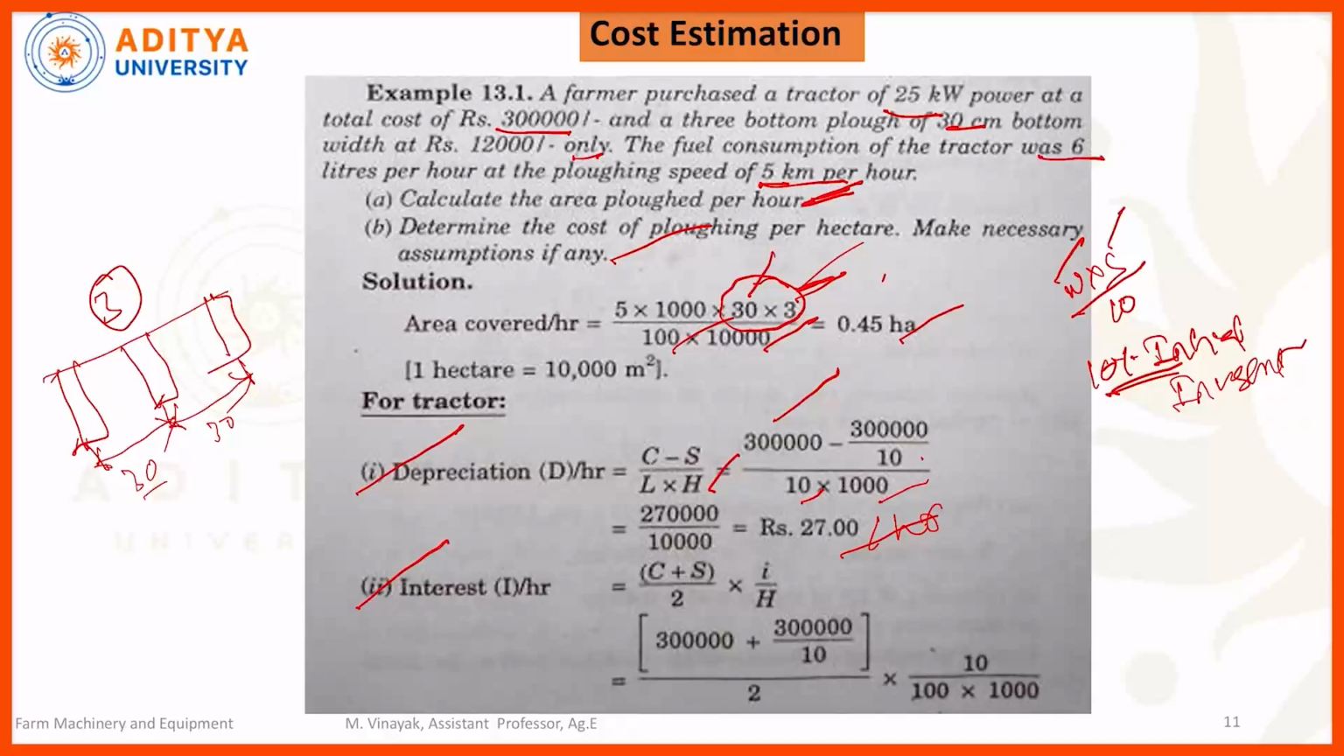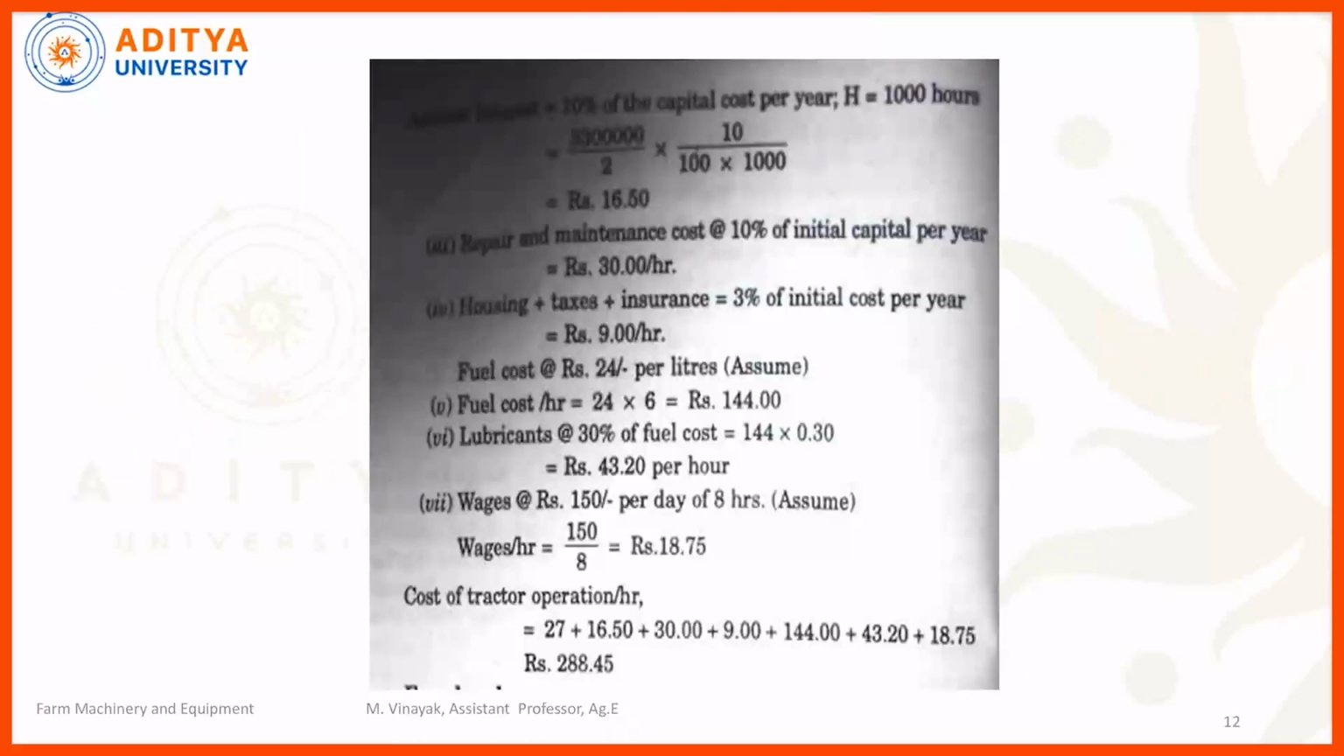Regarding the interest, this is the formula for interest: (C plus S) divided by 2 into I by H. Here we already know the initial investment, salvage value and interest rate. By using this formula we can calculate the interest also, so 16 rupees we can get.